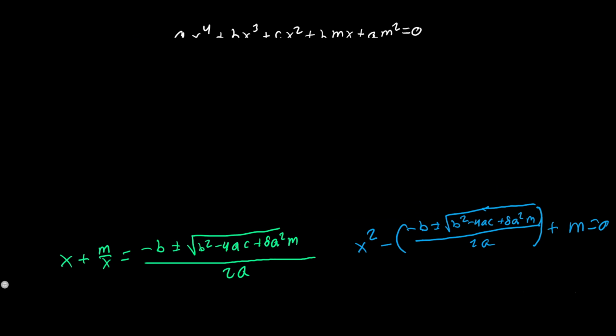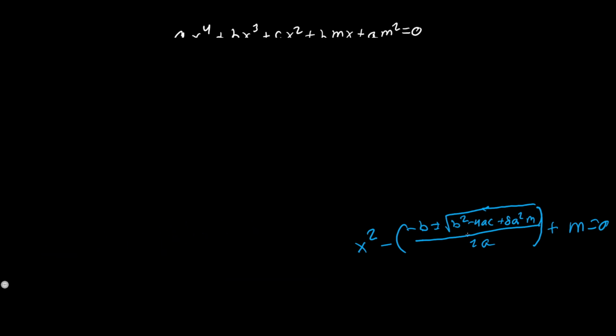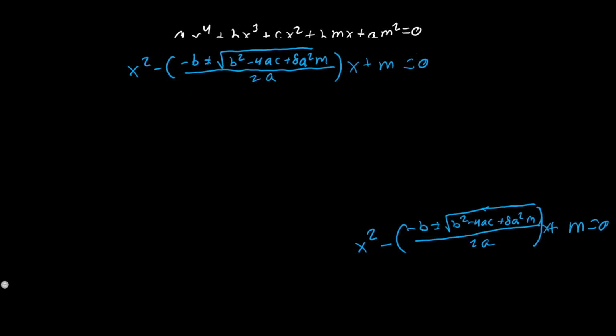So we will now solve for x in terms of a, b, c, and m. Let's just rewrite our equation up here. So we have x squared minus negative b plus or minus the square root of b squared minus 4ac plus 8a squared m, all over 2a, times x, plus m is equal to 0.